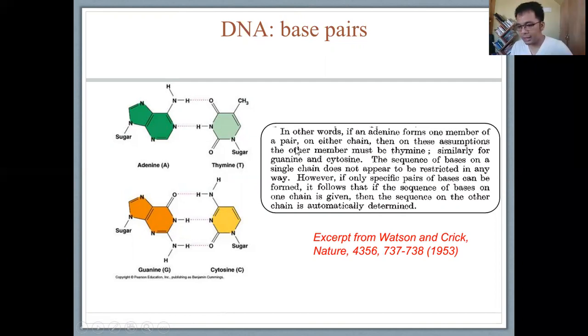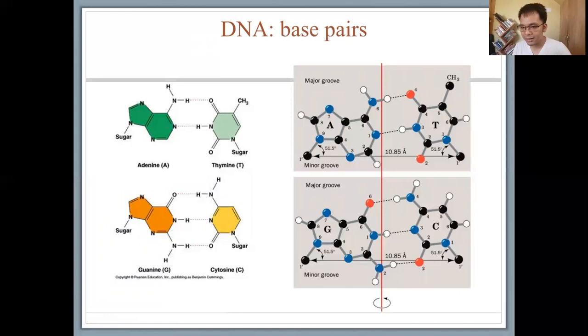So ayan, i-quote ko lang: in other words, if an adenine forms one member of a pair on either chain, then on these two assumptions, the other member must be thymine. Similarly, for guanine and cytosine, the sequence of bases on a single chain does not appear to be restricted in any way. However, if only specific pairs of bases can be formed, it follows that if the sequence of bases on one chain is given, then the sequence on the other chain is automatically determined. So mamaya magka-aaround tayo ng mga complementary strand.